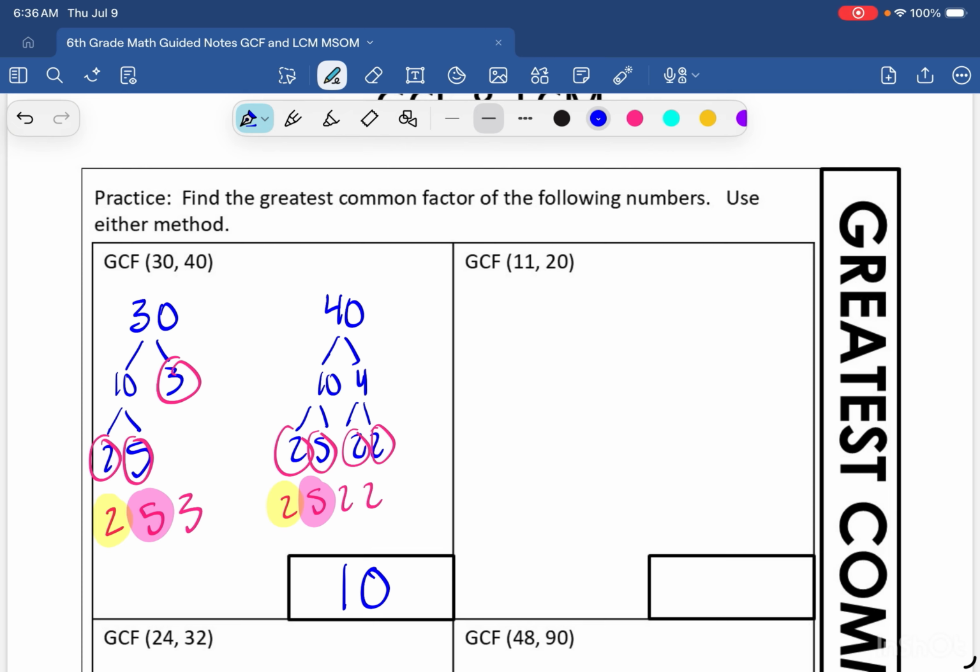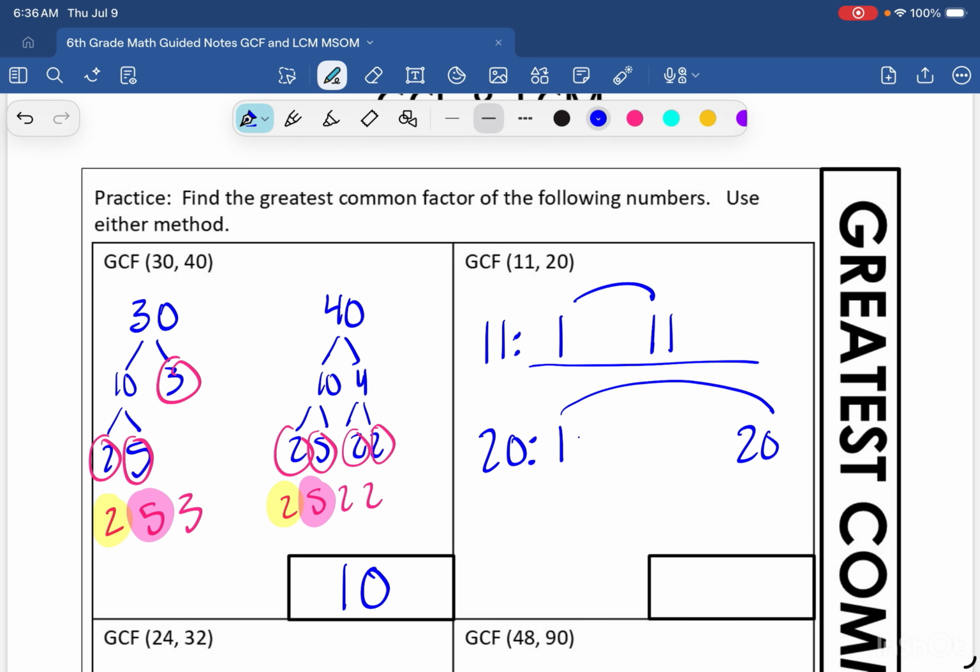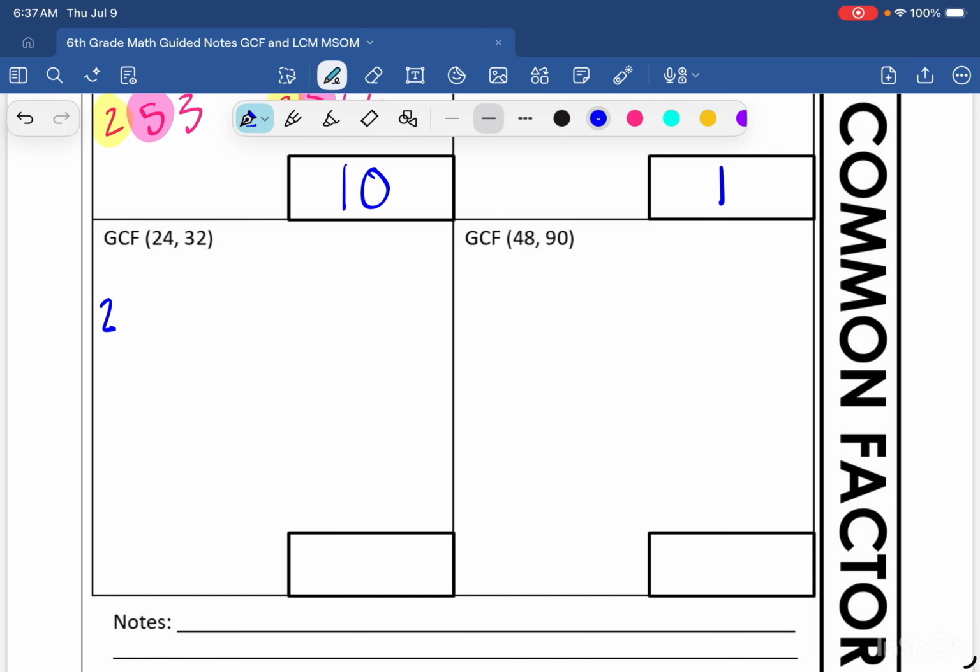The greatest common factor of 11 and 20, I'm going to do it the other way so you can see. It doesn't really matter which way. 11 is actually prime, so I'm just going to have 1 and 11. 20 is 1 times 20, 2 times 10, 4 times 5. Now I'm just looking for the largest number that is in both of those lists, and the largest number is actually 1.